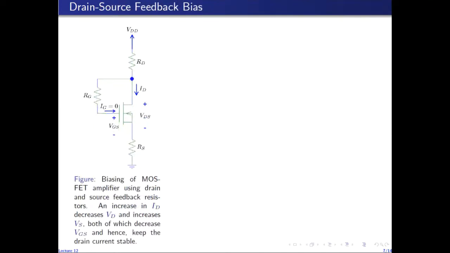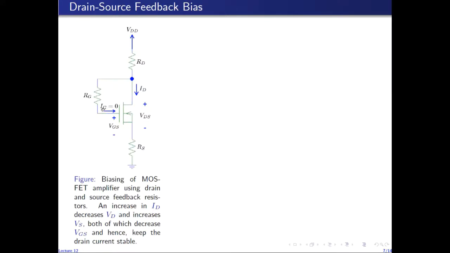We can augment this drain feedback bias circuit with the source feedback, with the source resistance, which is also called the source degeneration resistance. And you can see that the resulting circuit, which is now aptly called drain source feedback, provides negative feedback through RD and RS to keep the drain current stable. Because again, when ID increases because of some parameter variations, then the drop across RD will increase, which will decrease the drain voltage, which is equal to the gate voltage.